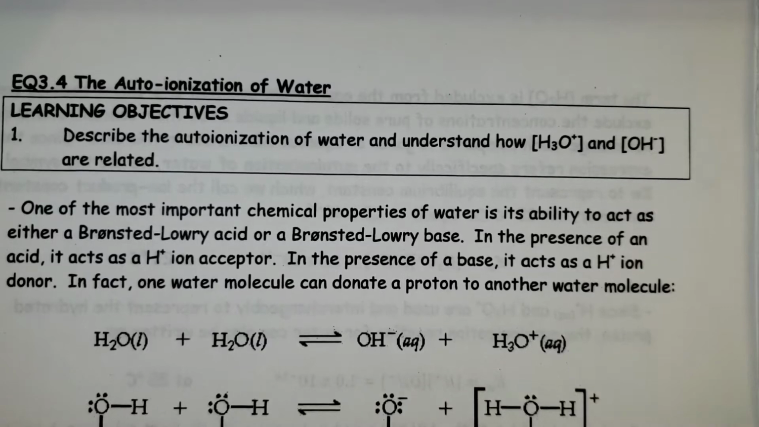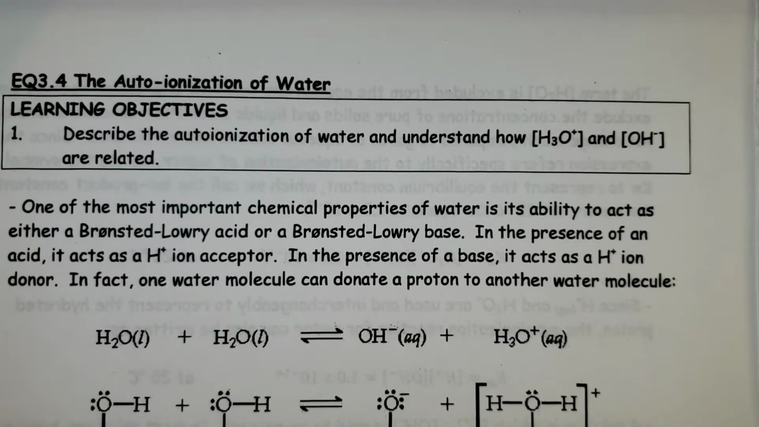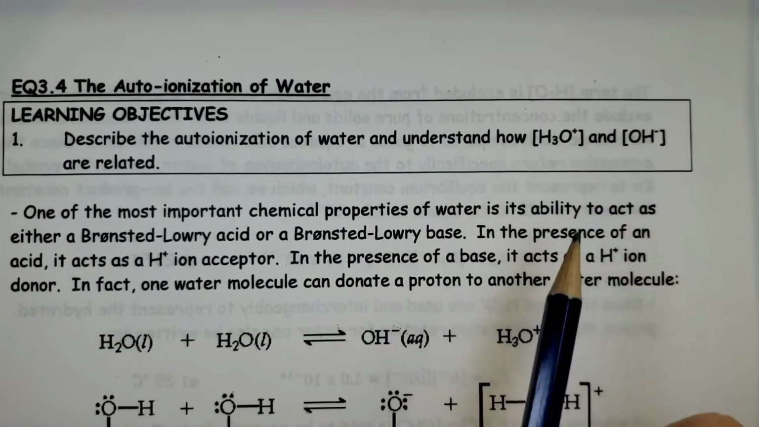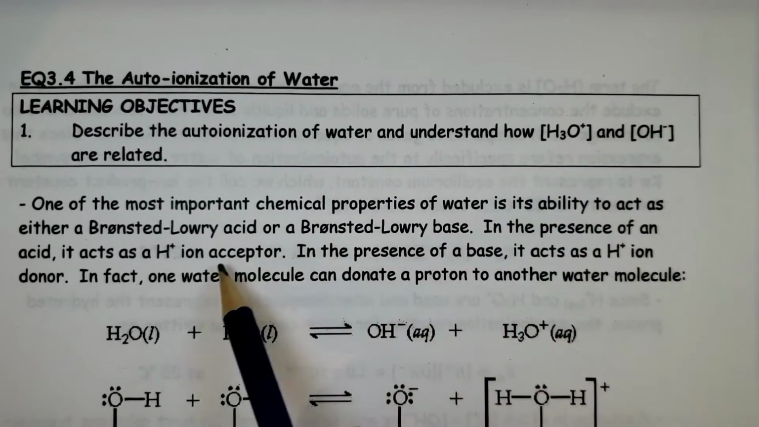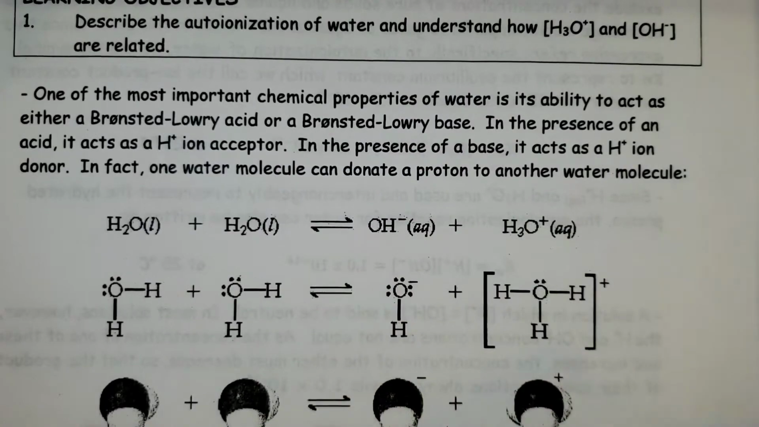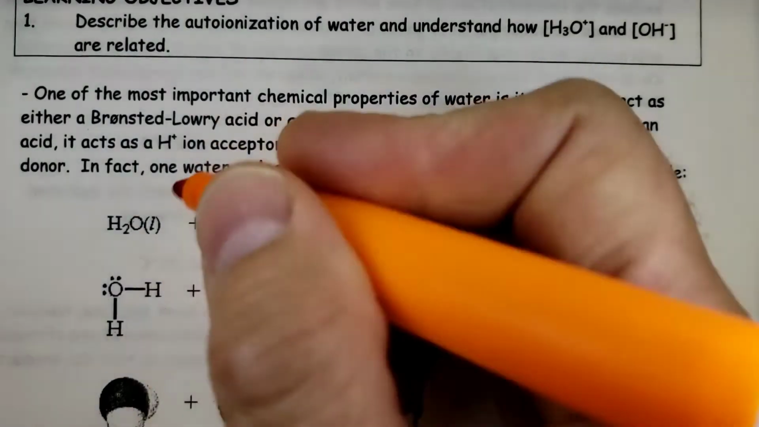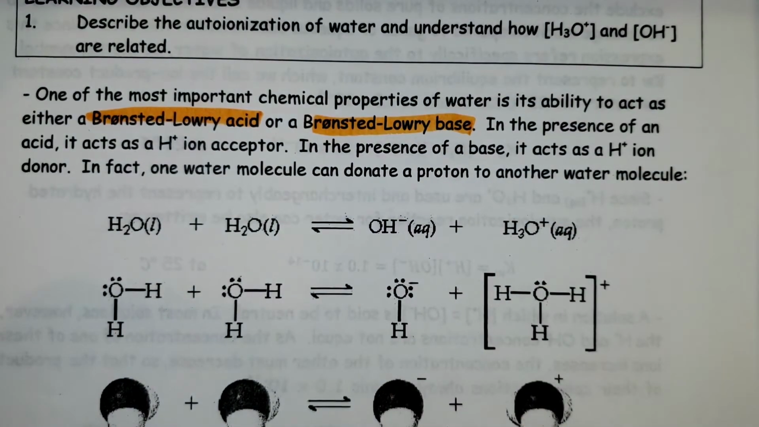Back to Chemistry 30. This is the EQ3.4 section, the auto-ionization of water. So we'll look at what that means and understand how H3O plus or H plus and OH minus are related. One of the most important chemical properties of water is its ability to be either an acid or a base. So it can act as a Bronsted-Lowry acid or a Bronsted-Lowry base.